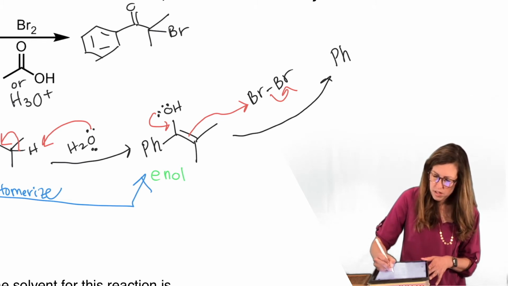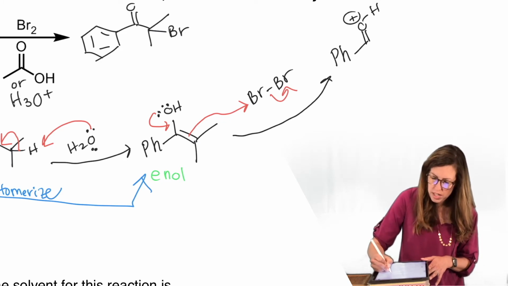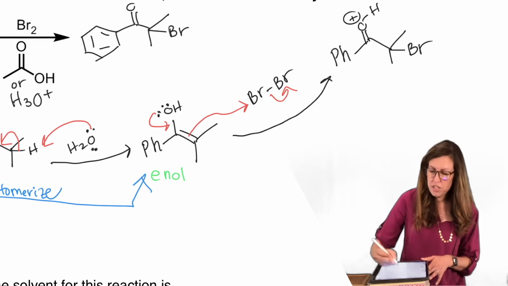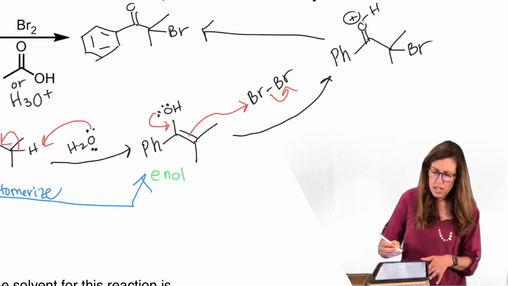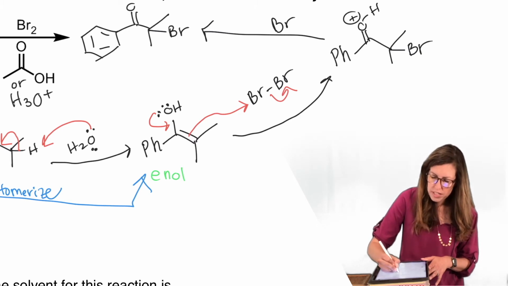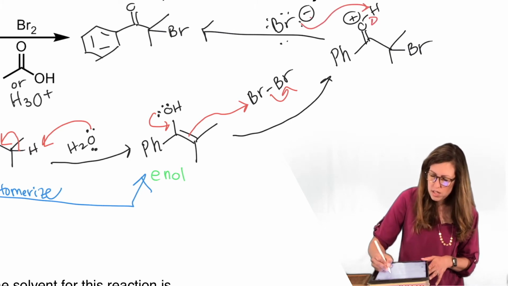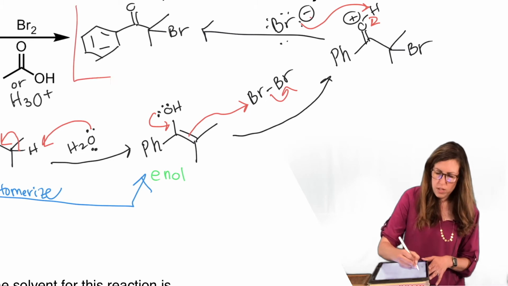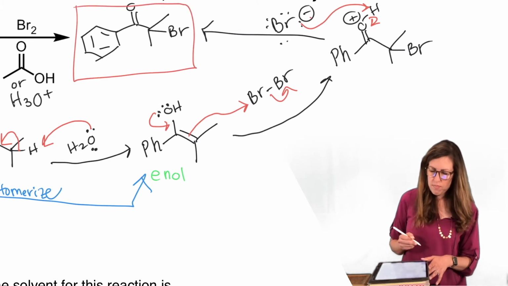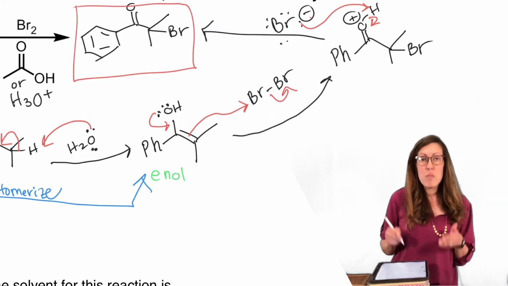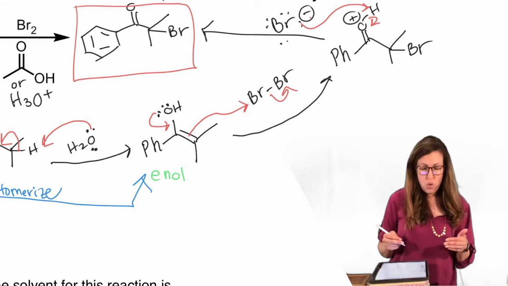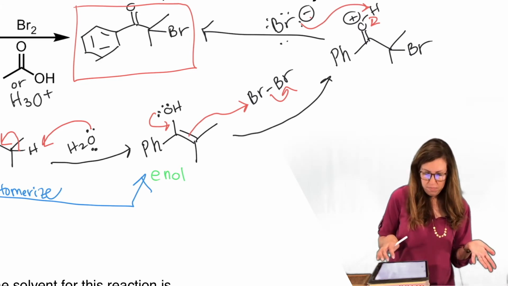So then we end up with the phenyl carbonyl that's protonated. We are almost home. It's a simple deprotonation step to get there. And remember that bromide is hanging around, we just kicked it off as a leaving group, so it could pick up the H for us, and we get here. Okay, so same product, whether you use acidic conditions or basic conditions in this case.